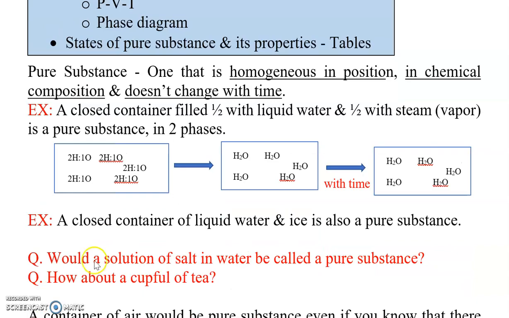Next, how about the closed container of liquid water and ice? It's similar to the above example. How about a solution of salt in water? Would that be called a pure substance? Or a cup full of tea? So in that cup full of tea, your system, is the tea homogeneous in position? Not the cup, it's the tea. Is the tea homogeneous in chemical composition and does not change with time? If it satisfies the 3 criteria, then your cup full of tea contains pure substance.